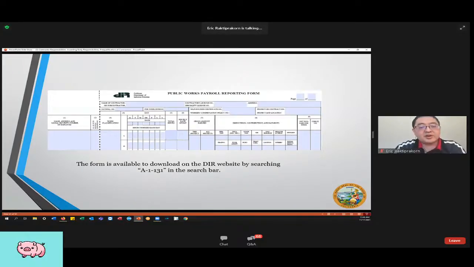So what we have here is an example of what the A-1-131 form looks like. So as specified in Labor Code 1776, contractors need to keep accurate payroll records, which contain the specified information in Labor Code 1776. And once again, this is the A-1-131 form. You can use an alternative form so long as the same fields are represented in that form as in the A-1-131 form. Next slide, please.